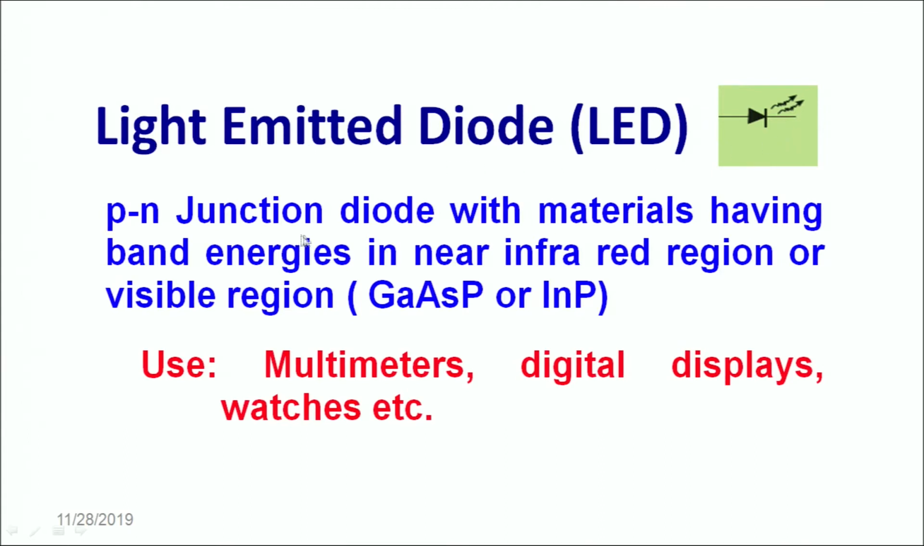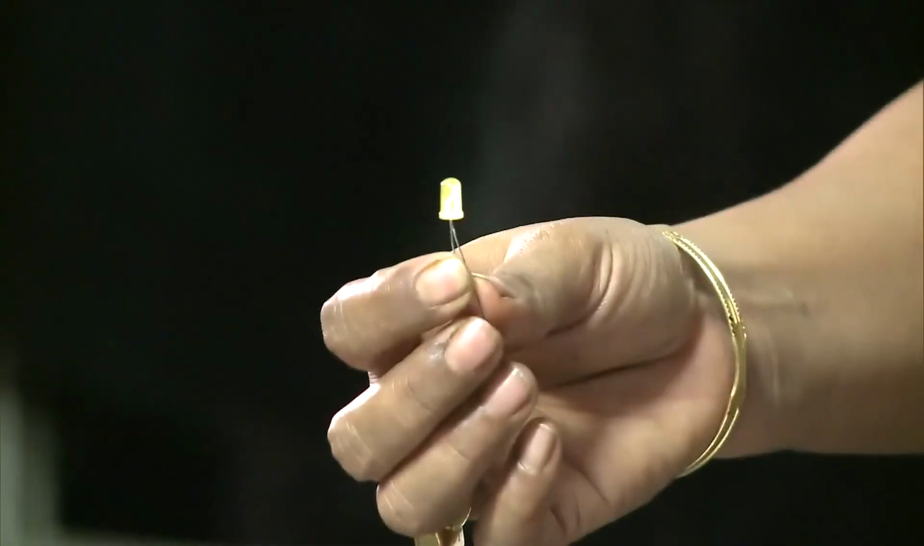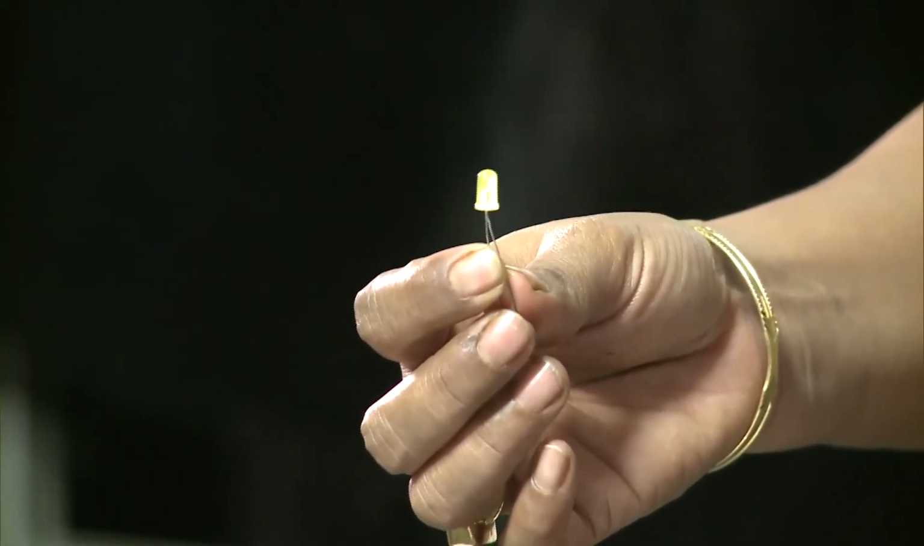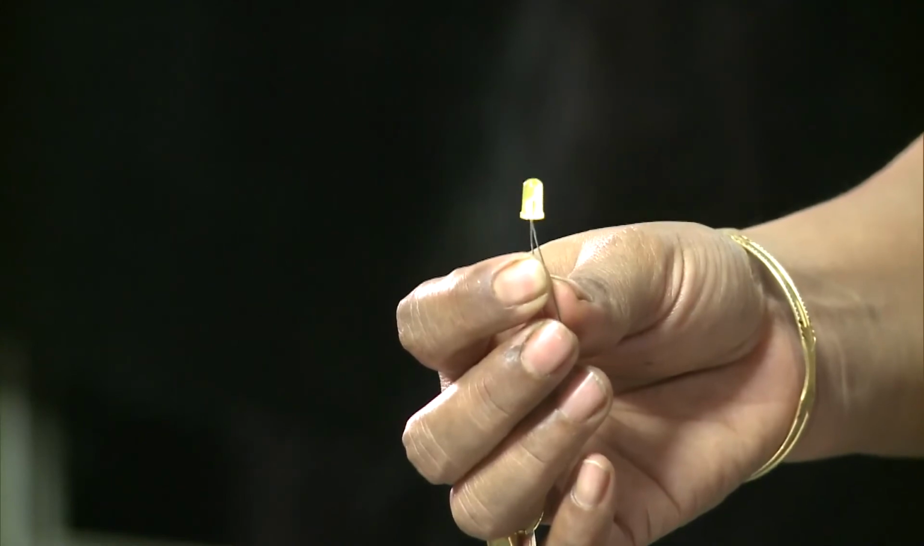A PN junction diode is basically made with materials having band energies near the infrared region or the visible region. Common materials used for the diode are gallium arsenide phosphide or indium phosphide. Some of the common uses of this light emitting diode are multimeters, digital displays and watches. Now, what we are looking at is an LED. This is a light emitting diode.